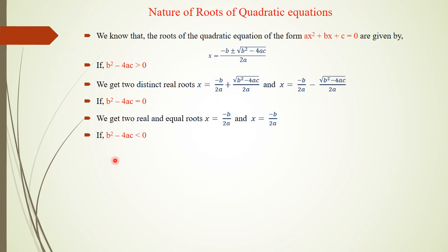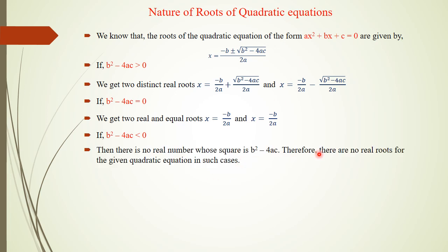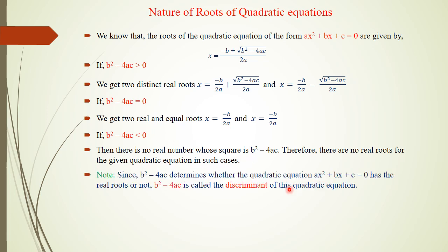Now, the third condition is, if b square minus 4ac is less than 0, that is nothing but a negative number. The square root of any negative number does not exist as a real number, or it will be an imaginary number. Therefore, there are no real roots for the given quadratic equation in this case. Note, since b square minus 4ac determines whether the quadratic equation has real roots or not, we can say that this term b square minus 4ac is called the discriminant of the quadratic equation.